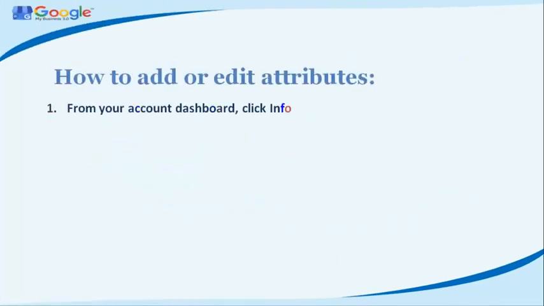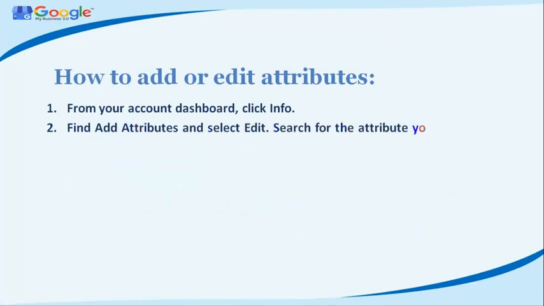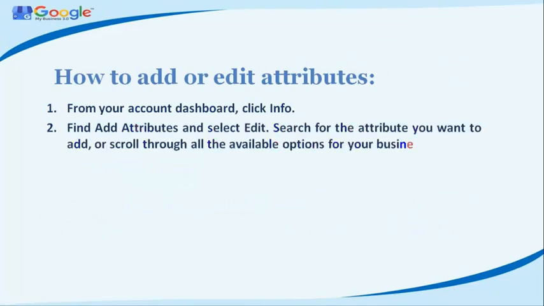How to add or edit attributes. From your account dashboard, click Info. Find Add Attributes and select Edit. Search for the attribute you want to add or scroll through the available options for your business. Click Apply.